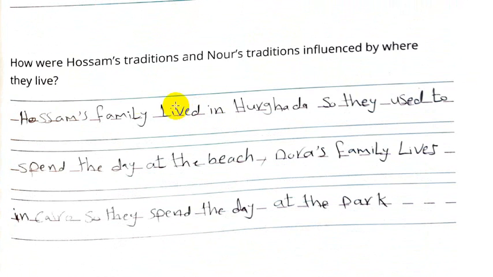Okay, question number 2. How were Hussam's traditions and Noor's traditions influenced by where they live? Yes, Hussam's family lived in Hurghada, so they used to spend the day at the beach. Noor's family lives in Cairo, so they spend the day at the park.